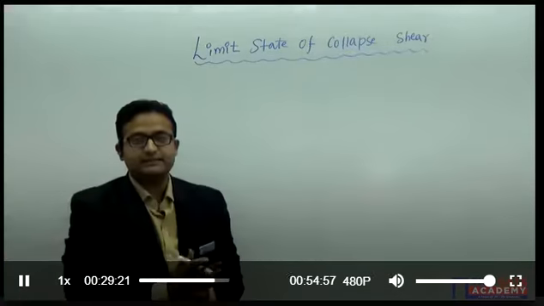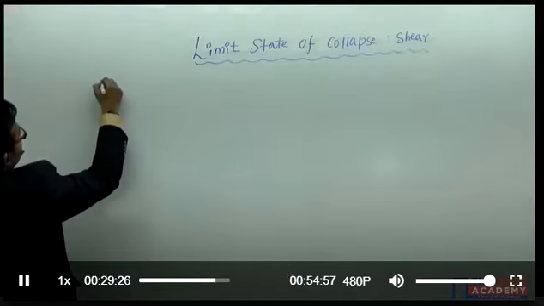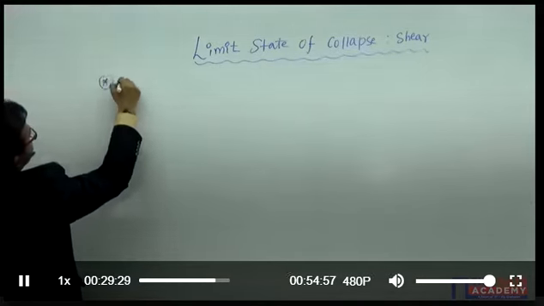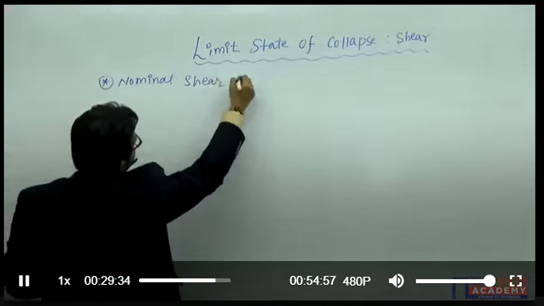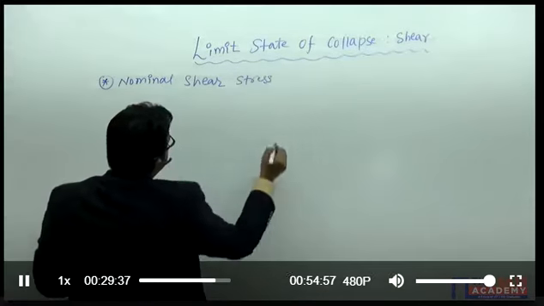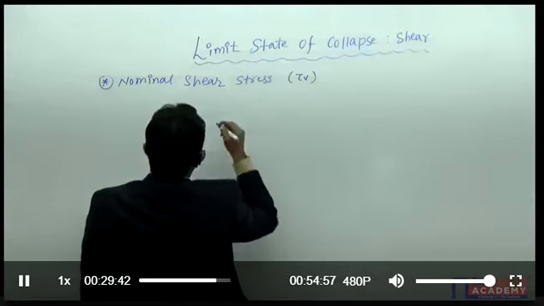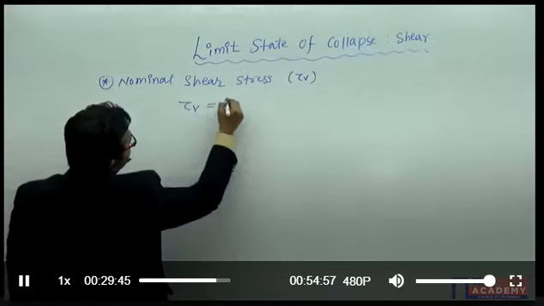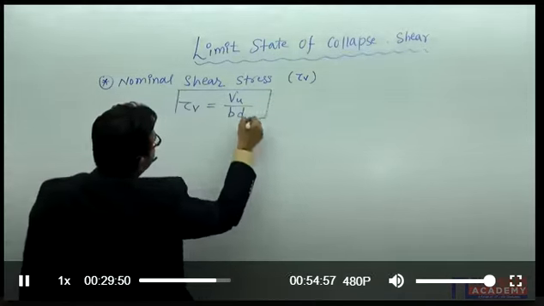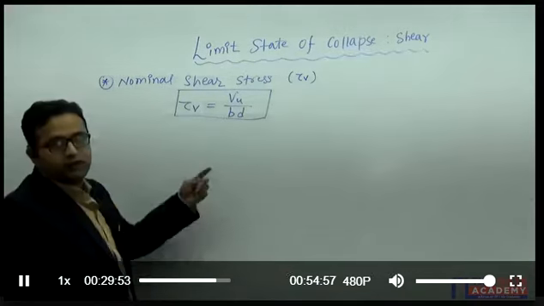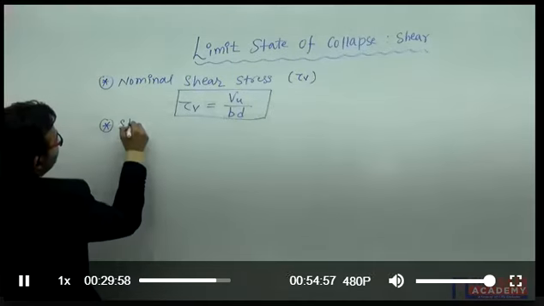Suppose the shear stresses, as per IS 456, the nominal shear stress tau V is taken as tau V equal to VU divided by BD. Second, shear strength of concrete.